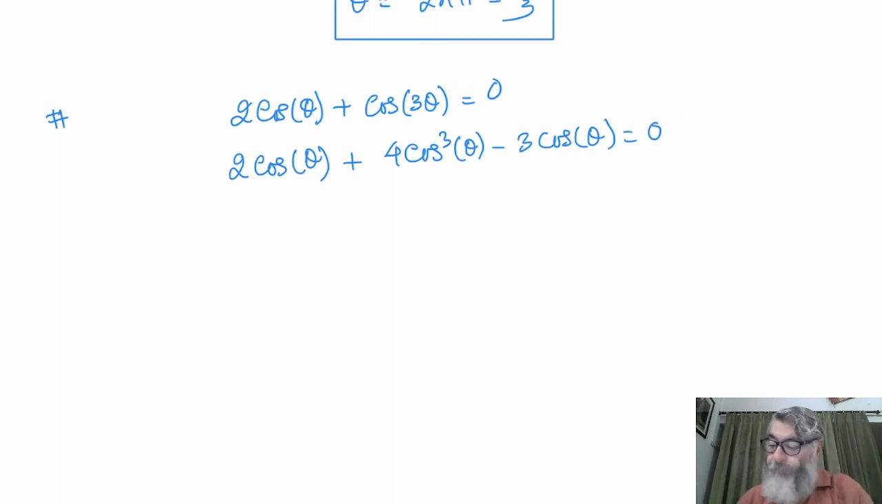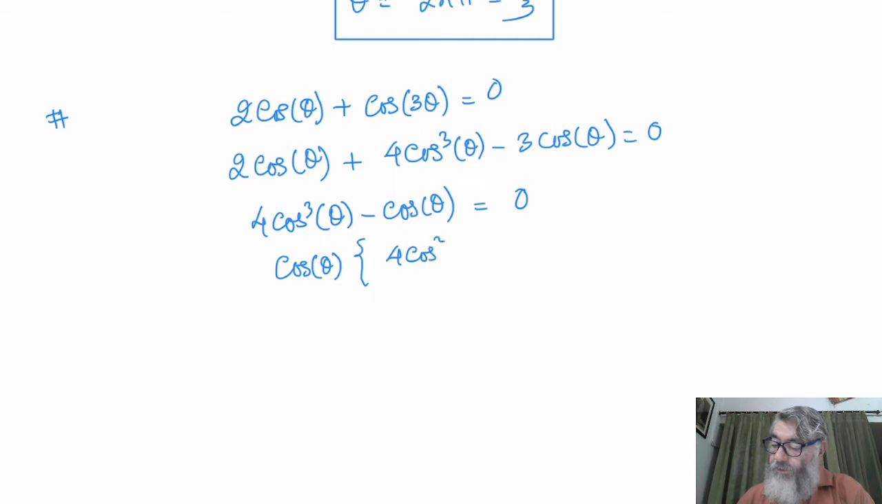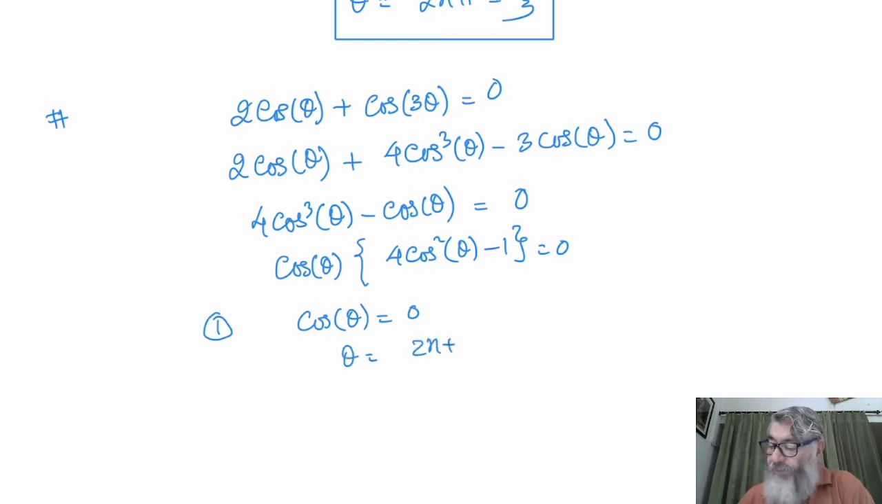It will become 4 cos cube theta minus cos theta. 2 cos theta minus 3 cos theta is minus cos theta. Cos theta can be taken out as common, and what will be left here? It will be left 4 cos square theta minus 1 is equal to 0. So one is cos theta equal to 0. Cos theta is equal to 0 means theta will be an odd multiple of pi by 2, (2n plus 1) pi by 2. This is one solution.